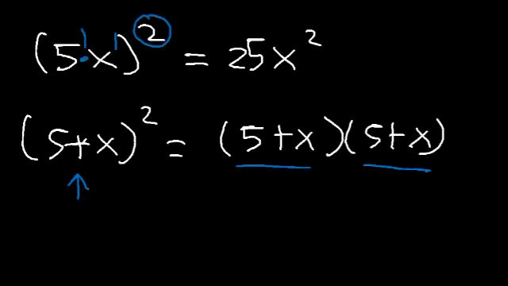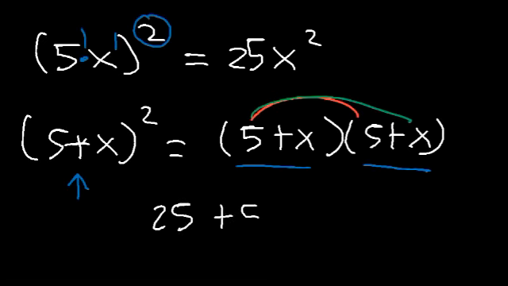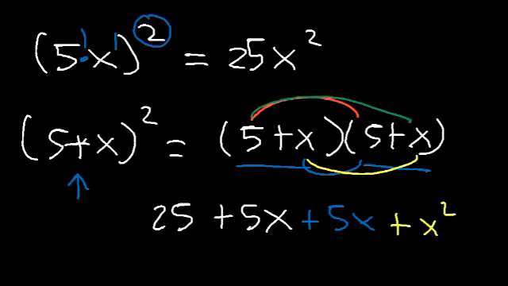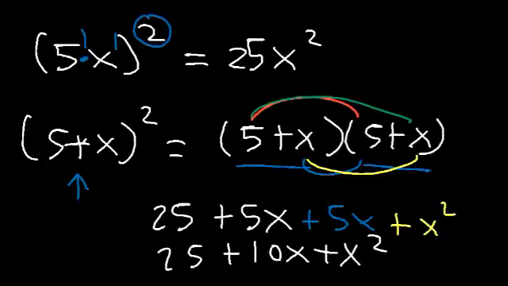So 5 plus x times 5 plus x is going to be different. 5 times 5 is 25. 5 times x, that's 5x. X times 5 is also 5x. And finally, x times x is x squared. So this is equal to 25 plus 10x plus x squared. Let's try another example.